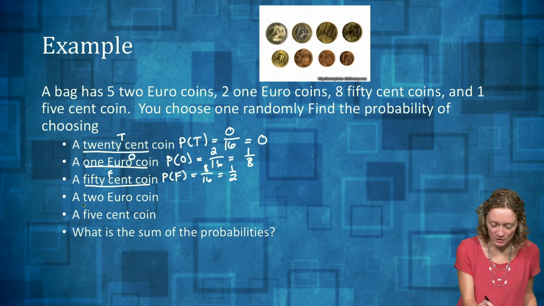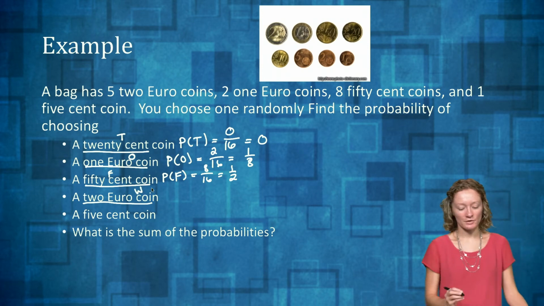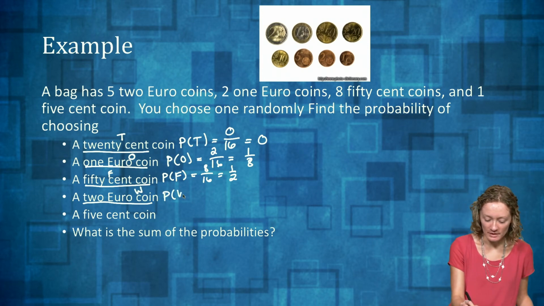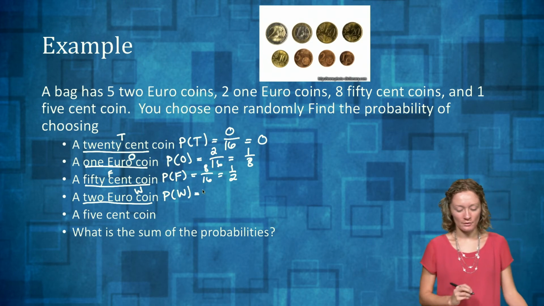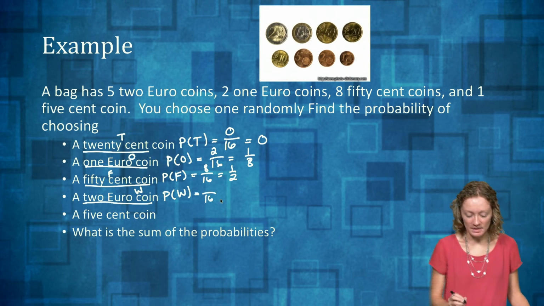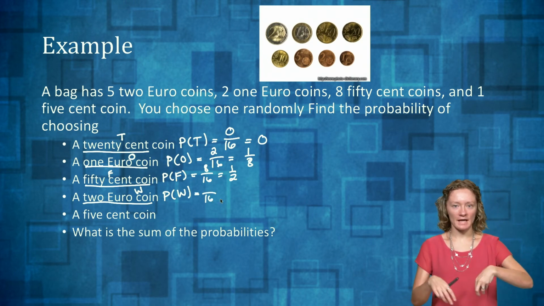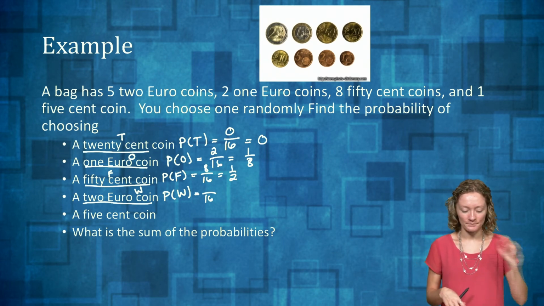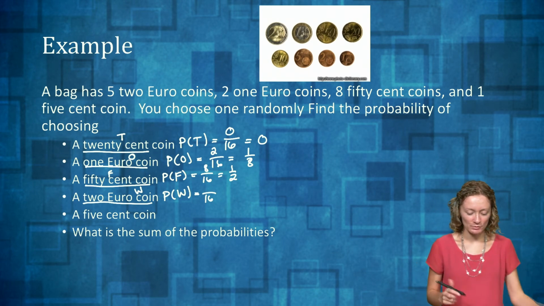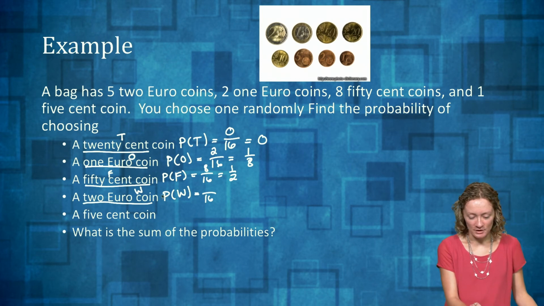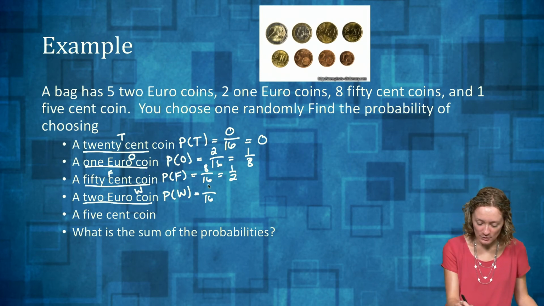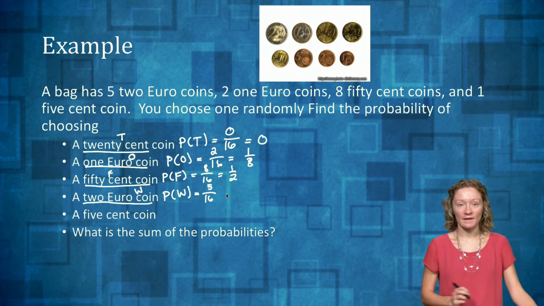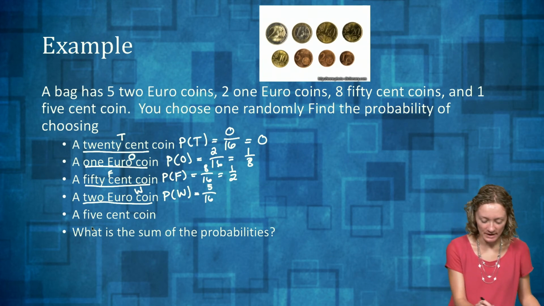Okay, the next one, a €2 coin. We've already used T, so we'll call this a W. So probability of a €2 coin. We still have 16 options. These are all just different games, like we're starting over every time. We'll get into eventually multiple selections, but not yet. €2 coin, we have 5 of those, so 5 out of 16. That one doesn't simplify, so that's as good as it gets.